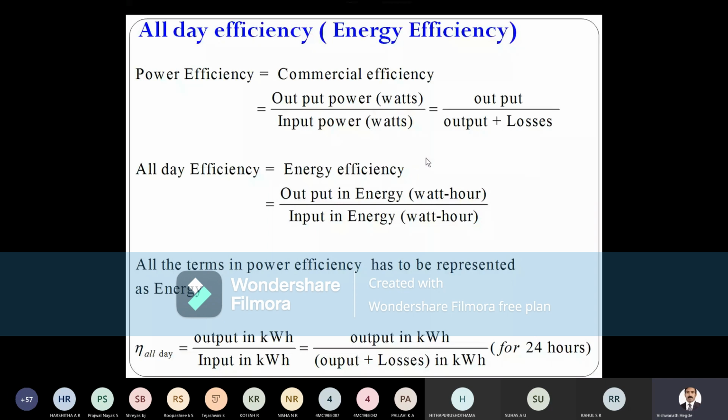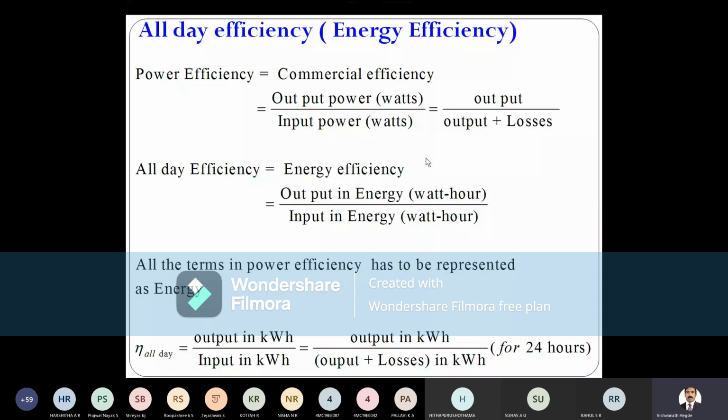See, output in kilowatt hours. Kilowatt into number of hours. Then losses in watts into number of hours. For so many hours, what is the loss? So many hours, what is the output? Totally, it is for 24 hours. Total output is for 24 hours. Total input is also for 24 hours. So total losses is also for 24 hours you have to calculate.